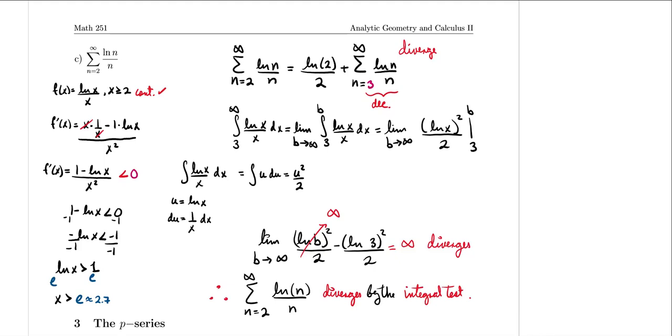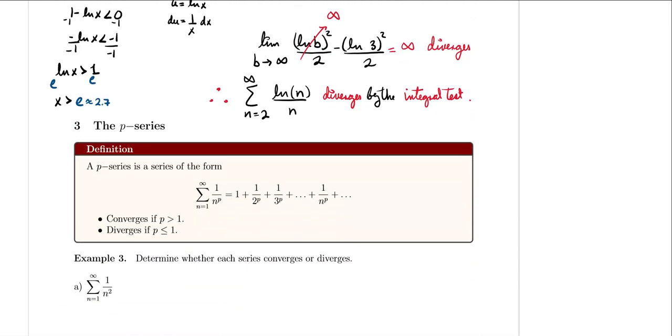Alright, so this example was a doozy, but good news, the next couple of examples are going to be a breeze because we're now going to be dealing with p-series. So what is a p-series? Well, a p-series is just a series of the form 1 over n to the p, which is going to give us 1 plus 1 over 2 to the p plus 1 over 3 to the p and so forth.